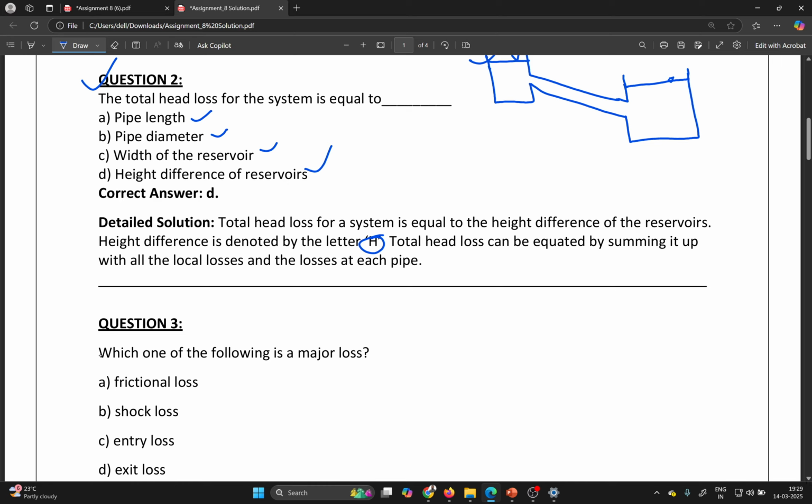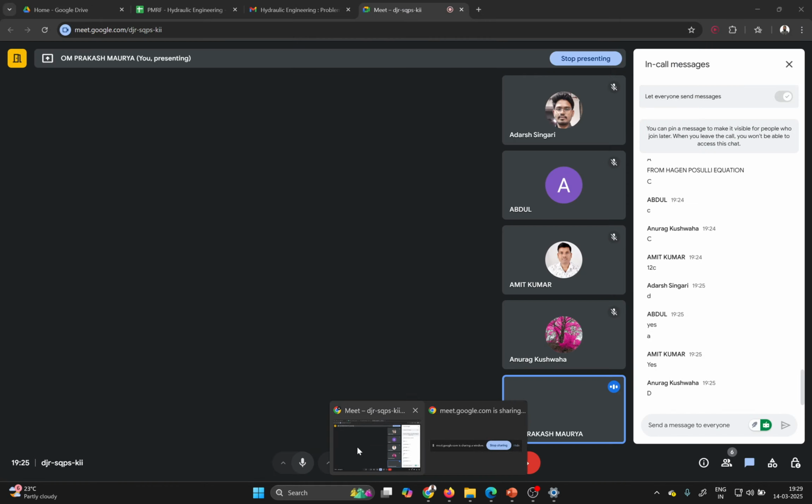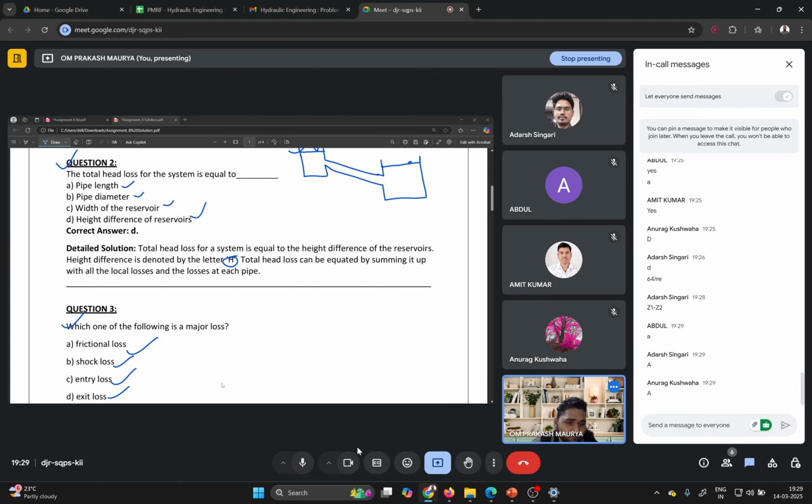Question number 3 is, which of the following is major loss? Friction loss, shock loss, entry loss, exit loss. Major loss here I am talking about. The question is talking about major loss. Abdul is telling A, others are telling A, and Anurag is also telling A.